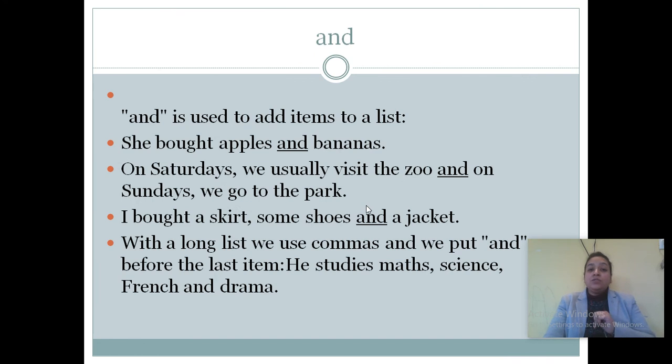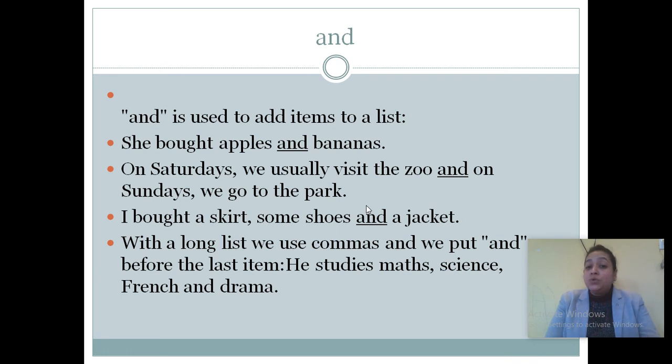See here, and is used to add items to a list. When we are adding a number of items, if you take your stationery: book, pencil, notebook, and eraser. All these are stationery. Yes or no? She bought apples and bananas. Apples and bananas both are fruit and she bought them. So we will use and.